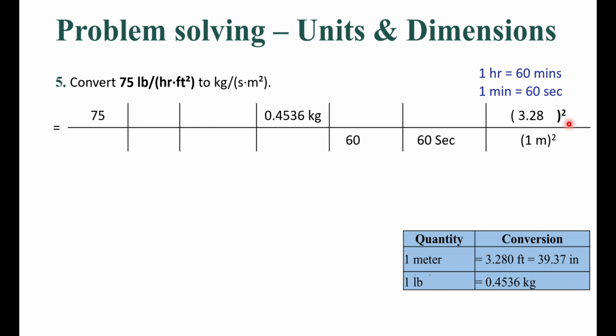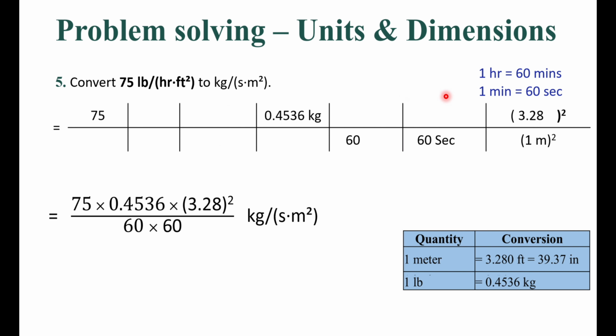Hope you remember that. Now what I did is I'm combining this and writing as an equation. So all the numerator are multiplied and kept as numerator here. You can see 75 into 0.4536 multiplied with 3.28 square. I am multiplying all the terms in the denominator and putting in the denominator of this equation. When I am solving, I will get 0.102 kg per second meter square.